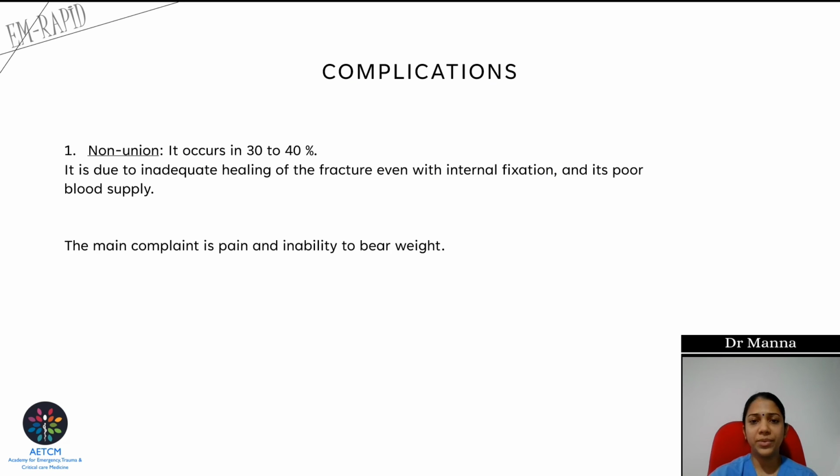Now we will discuss the complications. Complications occur in 30 to 40%. Non-union is the main complication. It is because of inadequate healing. Even with a proper internal fixation, it might be because of the poor blood supply to the head of the femur. And the patient might complain of pain and inability to bear weight.